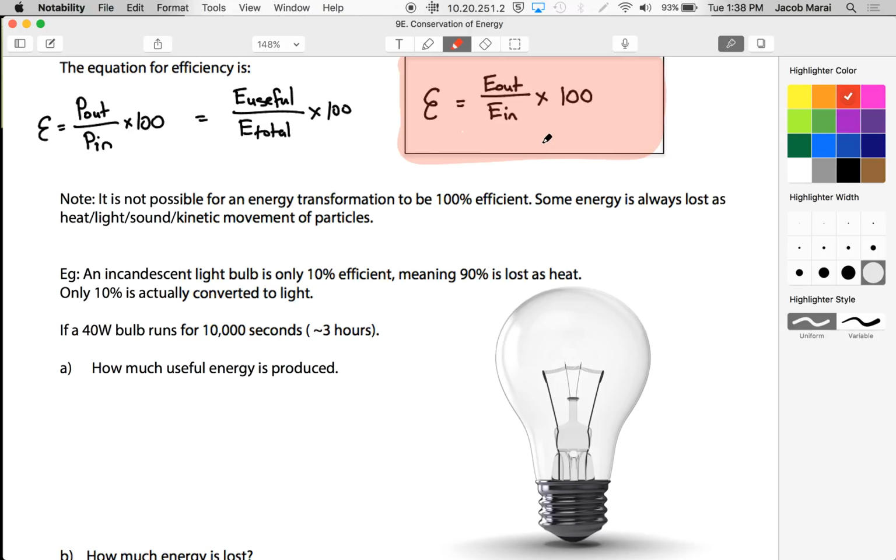So you've got to consider the object, decide what it is. As I said, it is not possible for a transformation to be 100% efficient. Your out energy is always going to be a little less than your in energy. You are always going to lose some energy. Okay? It is not possible for 100% efficiency.